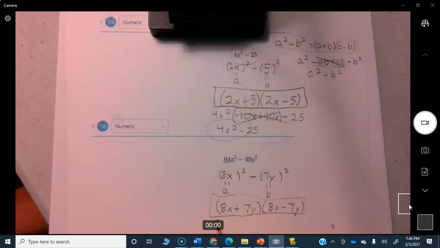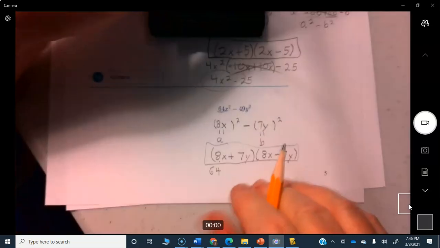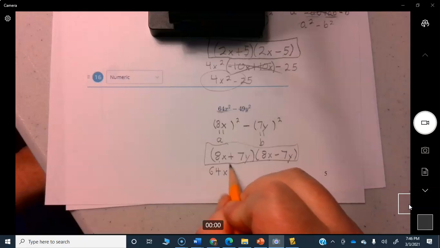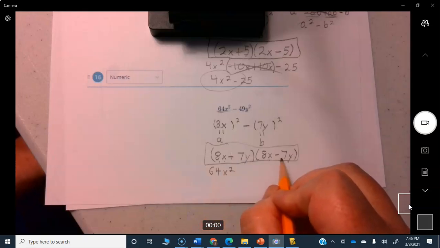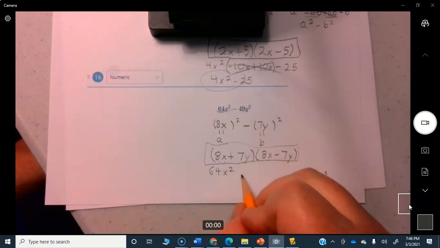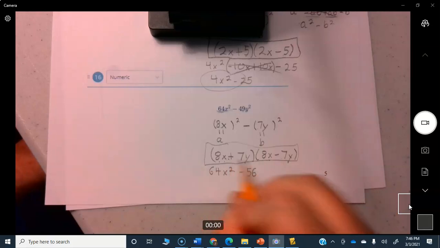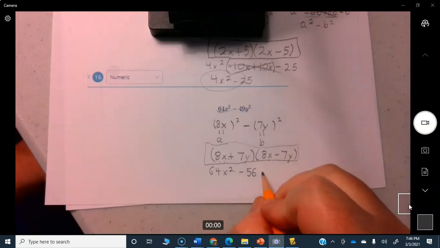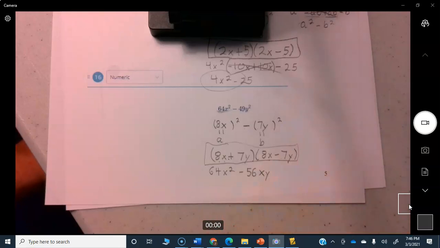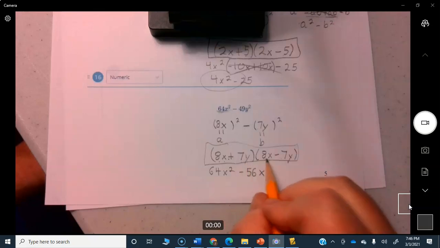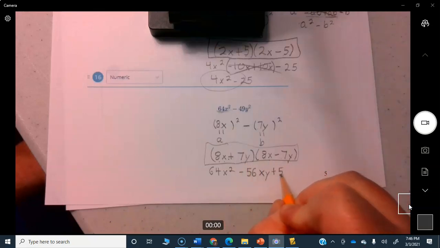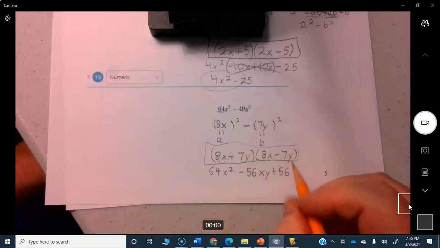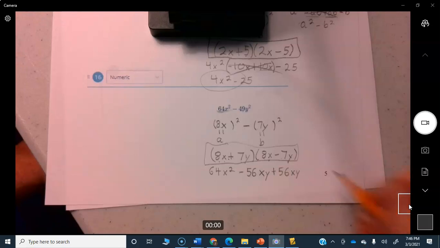8x times 8x is 64x squared. 8x times negative 7y. Okay, that one's a little complicated. 8 times negative 7 is negative 56. And x times y, you can't combine those anyway. You just have to write xy. xy means x times y. Then over here I have 7 times 8 is positive 56. And x times y is xy. Okay, and then I have 7 times negative 7 is negative 49. And y times y is y squared.